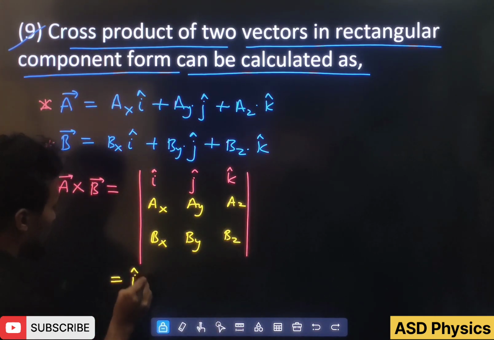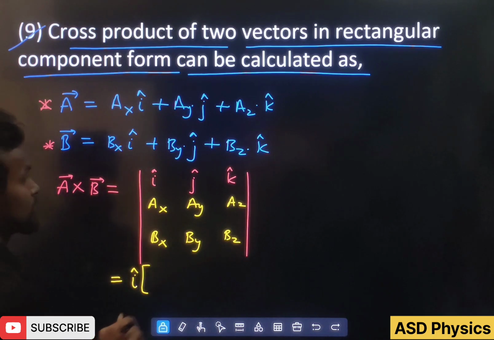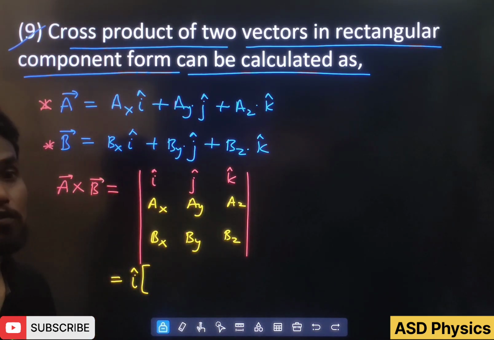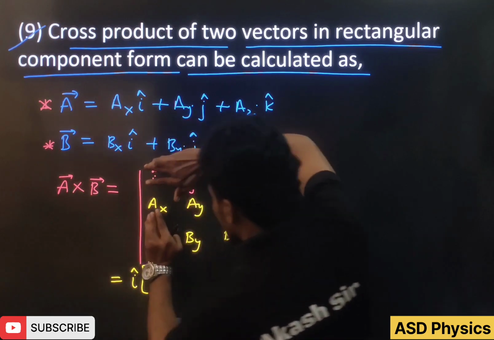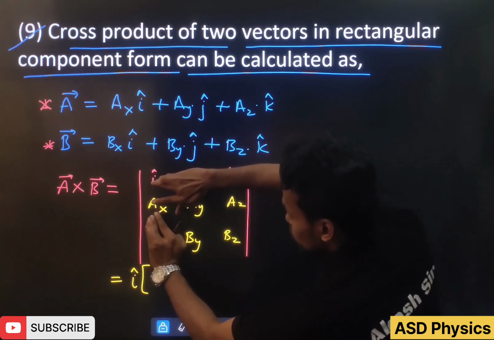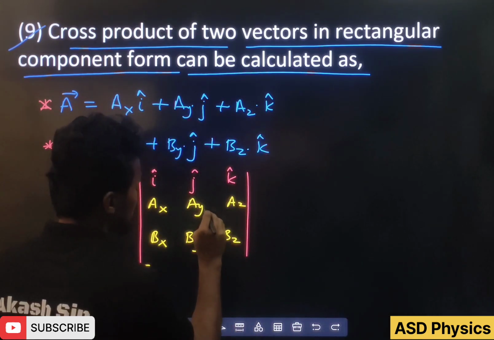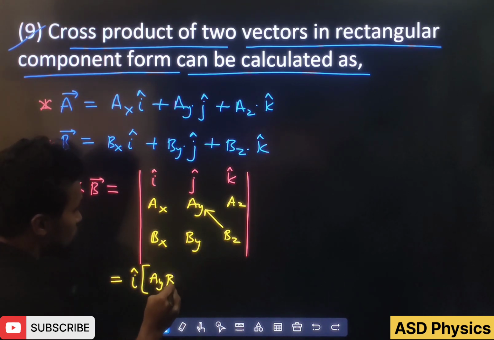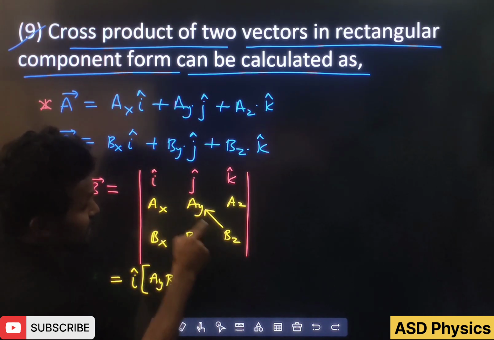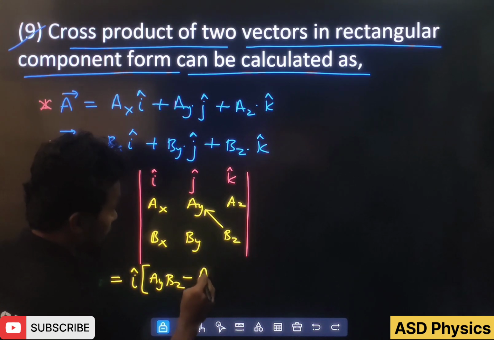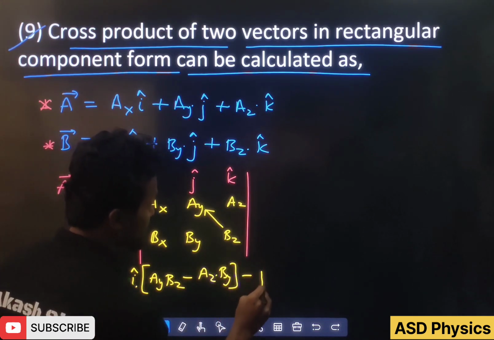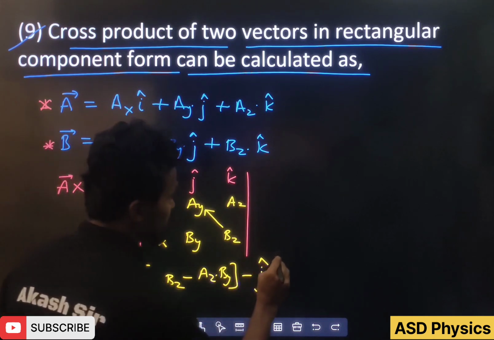Okay, so what will we do here? For i cap, related to the i cap column, the row and column will be hidden. We will hide like this. So these four elements are visible now. This is the principal diagonal. So we can write the principal diagonal: Ay Bz minus Az By.